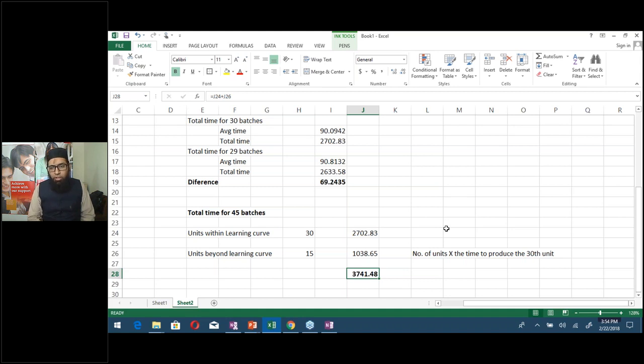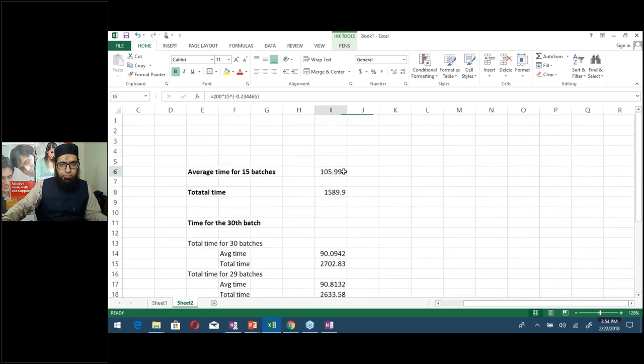So any questions on that? Mustafa Shabir has asked me, can you repeat the calculation of the 15? Here it is.